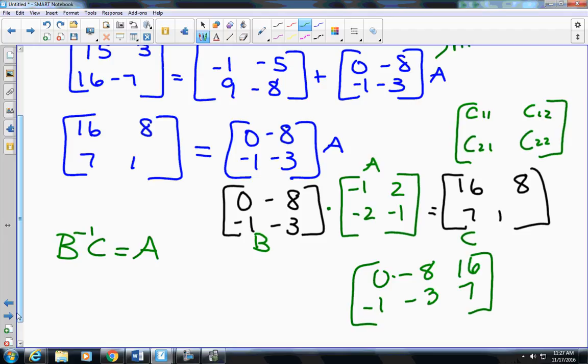-1 and -2. So basically what I did is I set up a system to solve for the first column. Because that's the answers to the first column, right? -1 and -2. Now you've got to do it again, though. And this time you do it with 8 and 1. And you should get the second column.